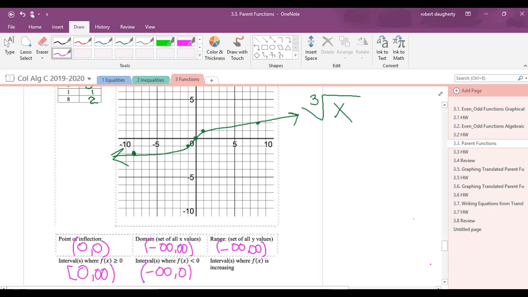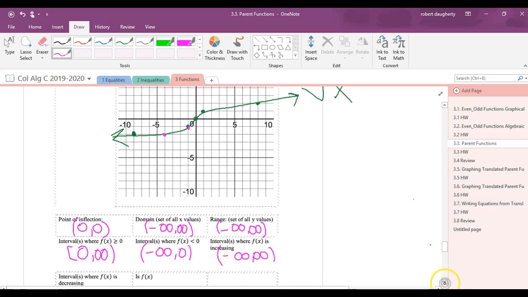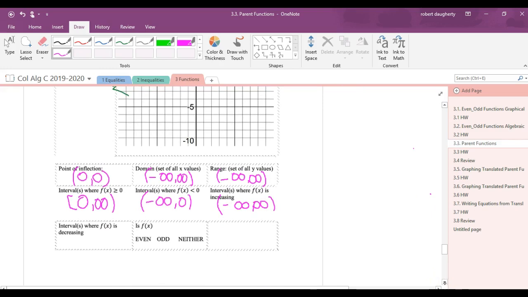Where is this function increasing? So what about over here? If I travel from left to right, if I went from here to here, did I go up or down? So it looks like I'm going up here, and then I keep going up. So this is always increasing. So it increases from negative infinity to infinity. If that's where it increases, easy question next. Where does it decrease? There are no intervals where it decreases. If it's always increasing, it's never decreased.